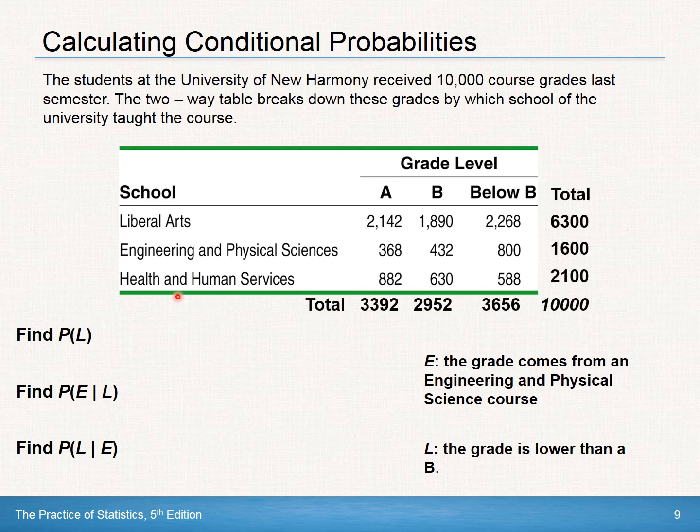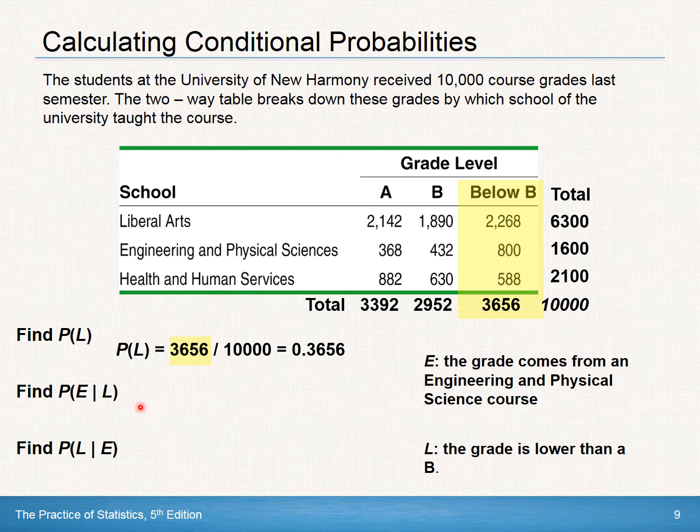Okay, so number one, the first thing that you should have done, hopefully you remembered, was find all of the totals. It is much easier once you found the totals. So the probability of L is the fact that the grade is lower than a B. So if we're looking at this section right here, here's lower than a B divided by my total. That's why it's important to find the totals.